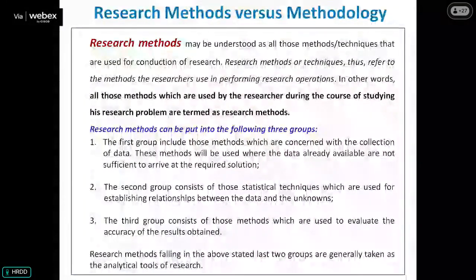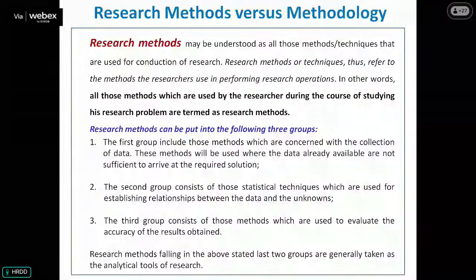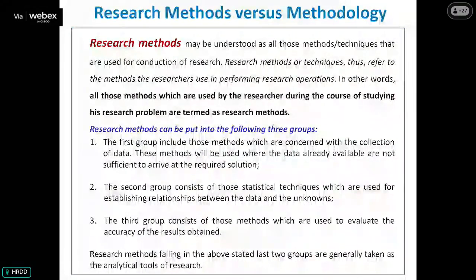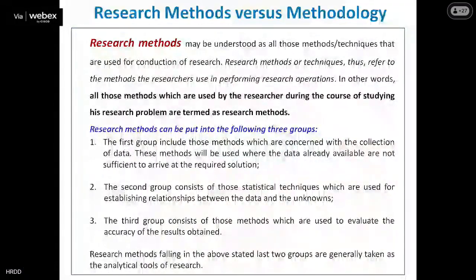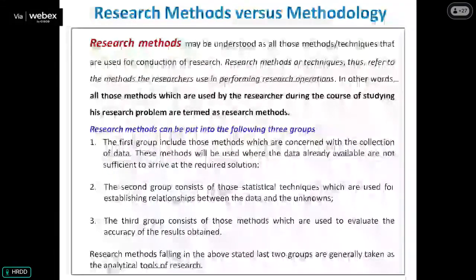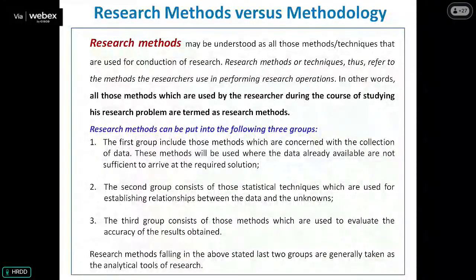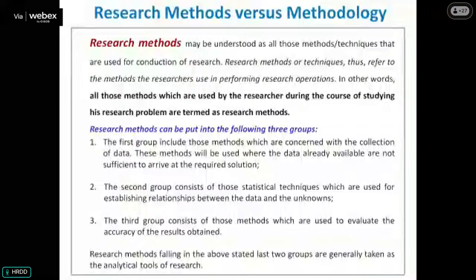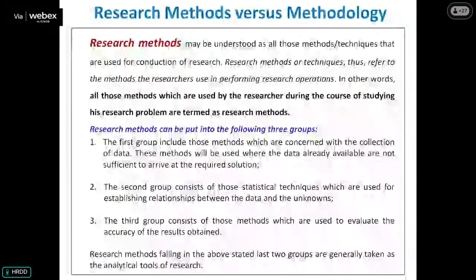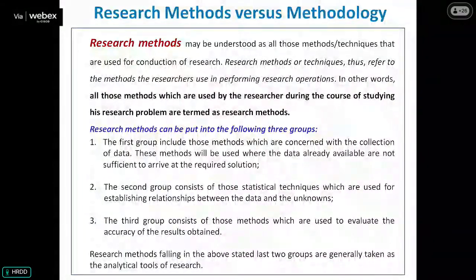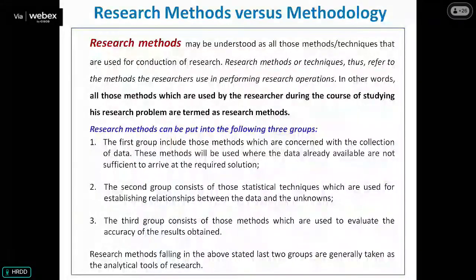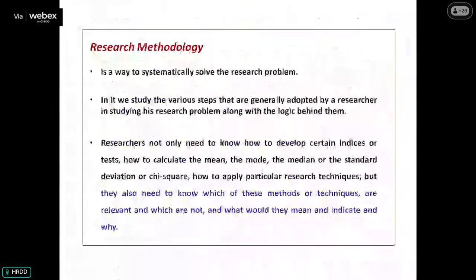The second group consists of statistical techniques, which you will do in the next classes. After this, the classes will stop and we'll go into research and publication ethics classes, and then madam will come later and continue with statistics. The third group consists of those methods which are used to evaluate the accuracy of results.